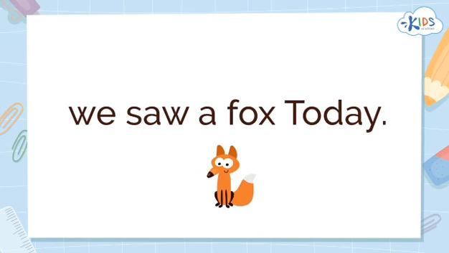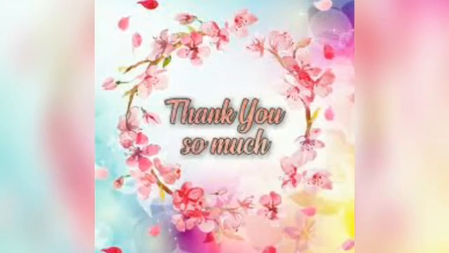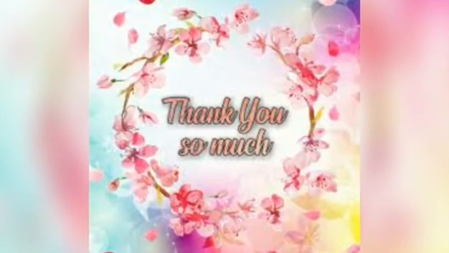We saw a fox today. W is small over here and T is capital. So we'll correct it. W will be capital and T will be small over there. So now the sentence is complete. So, children, this was all about the capital and the small letters usage.